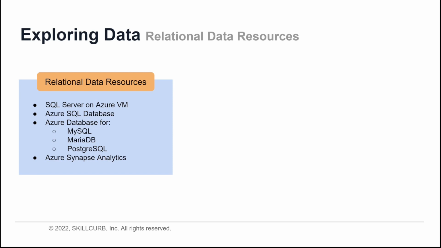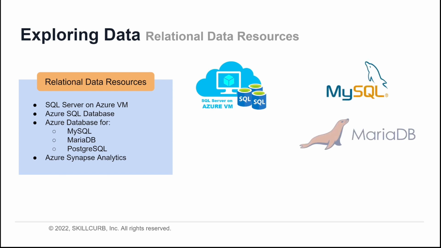Relational data resources in Azure include SQL Server on an Azure VM, which is pretty much like a traditional SQL Server database in an on-prem data center, but the VM or virtual machine is hosted in the cloud. The cornerstone of relational resources in Azure is Azure SQL Database, which is based on SQL Server and is available in multiple configurations. In addition to Azure SQL Database, Azure offers three open-source relational databases: Azure Database for MySQL, Azure Database for MariaDB, and Azure Database for PostgreSQL.